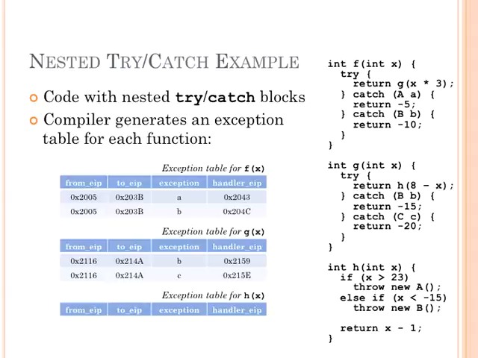We have these 3 exception tables that might be generated. Notice that F's from and to EIPs are the same because it only has one try block. G has the same from and to EIPs because it only has one try block. And H is super simple because it doesn't have any tries, so it doesn't have an exception table at all, really. I mean, its table is empty. Okay?